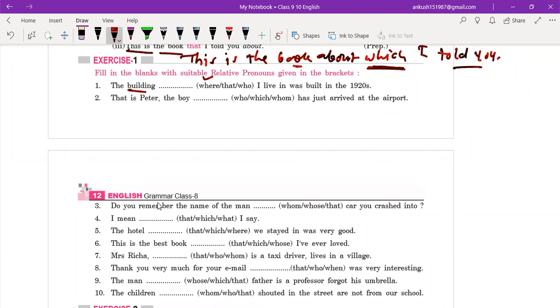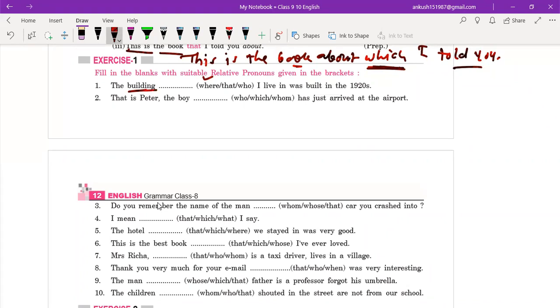It was the first one only. But why where only? Sir, because it is indicating time, sir. No, it is not indicating time. It is telling you the place. Sir, time also, na, sir?